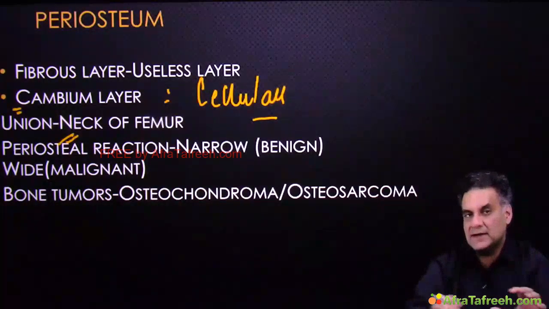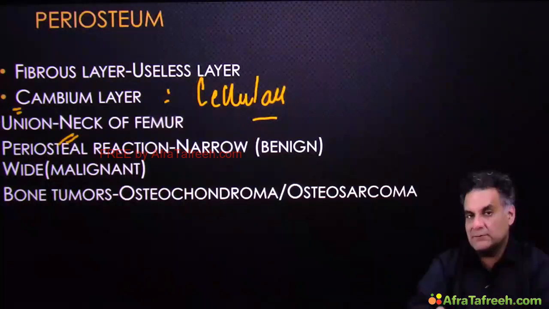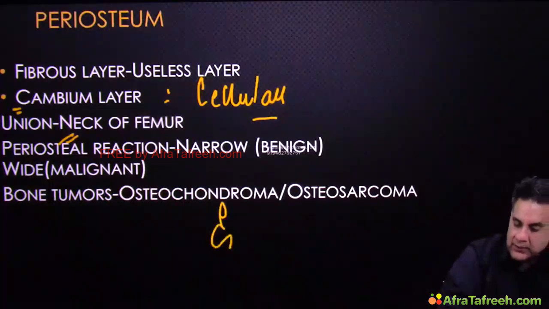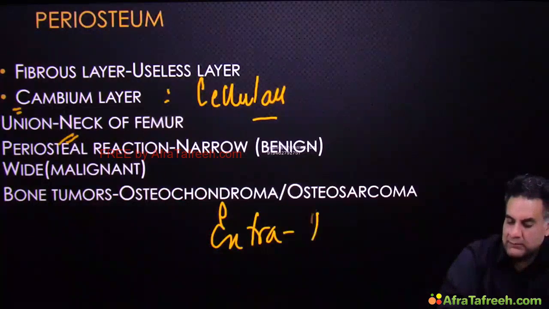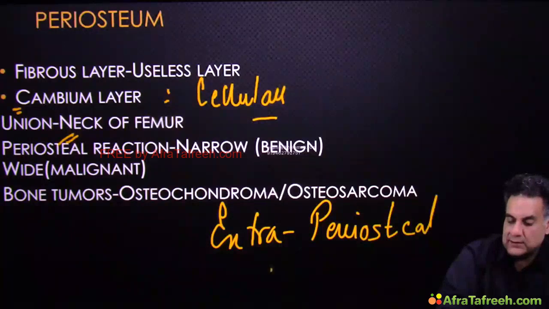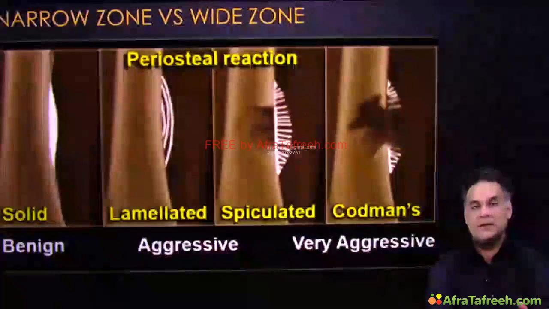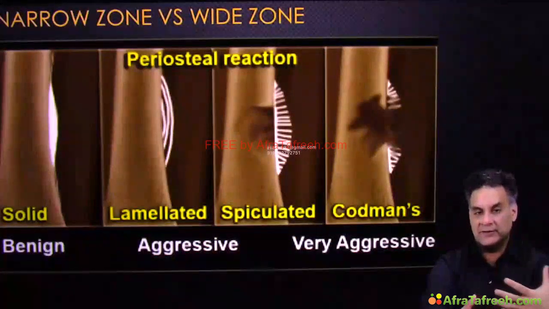That is why in these tumors which come from periosteum, when you remove them, remove the tumor along with the periosteum, called extraperiosteal resection. Means removal along with periosteum. This is what I spoke about, narrow zone, wide zone.